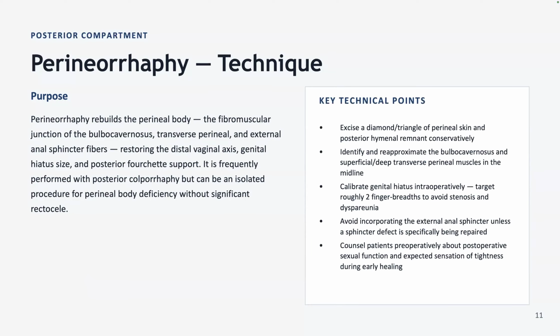So the key technical points are: excise a diamond shape of the perineal skin and posterior hymenal remnant, identify and reapproximate the bulbocavernosus, calibrate the genital hiatus intraoperatively, avoid incorporating the external anal sphincter unless a defect is being repaired, and counsel the patient postoperatively on sexual sensation and function.